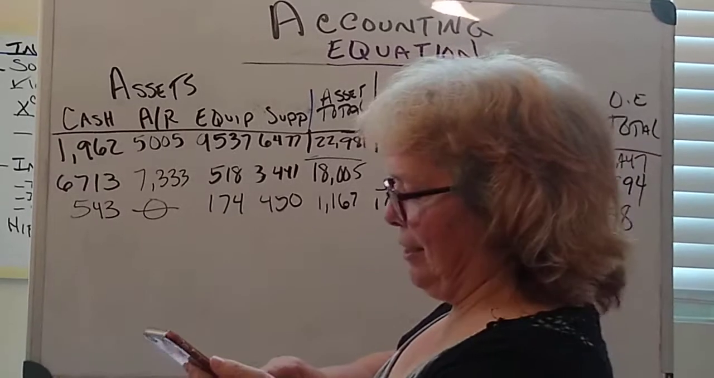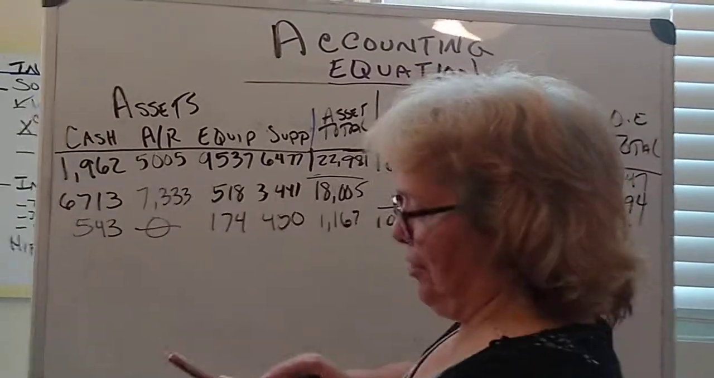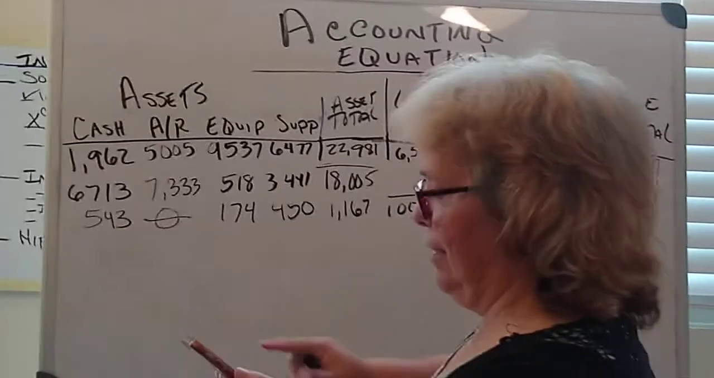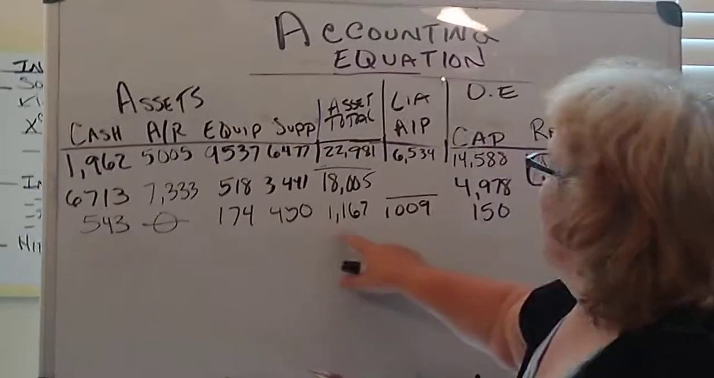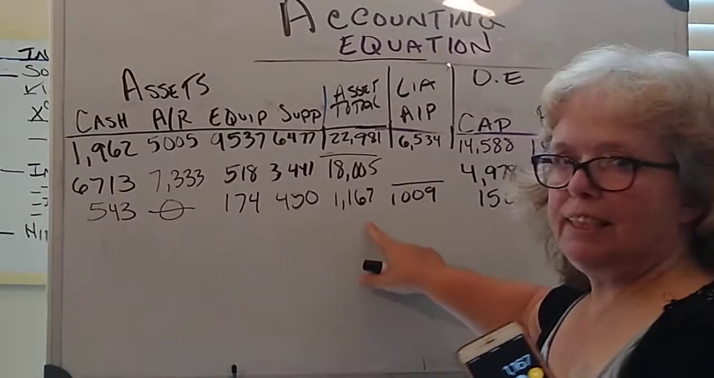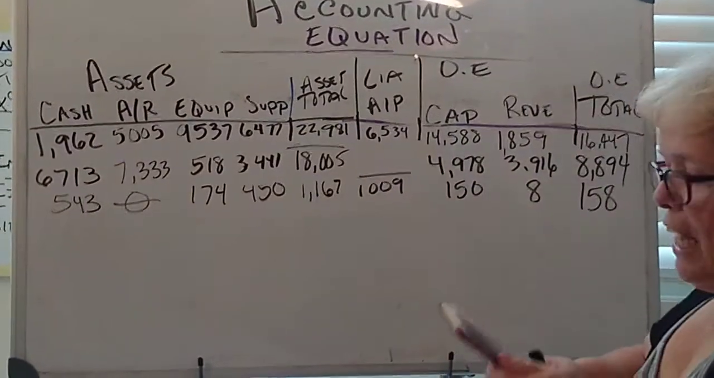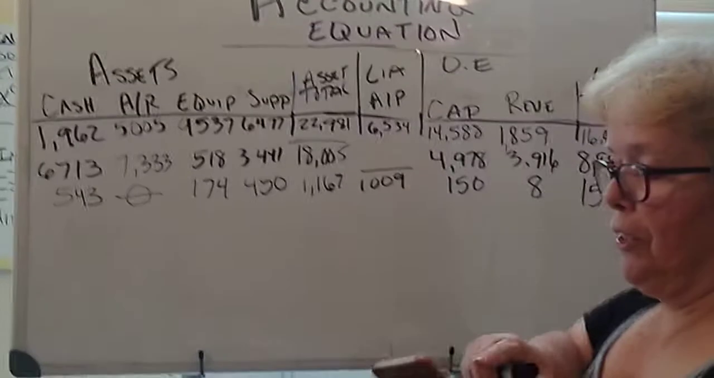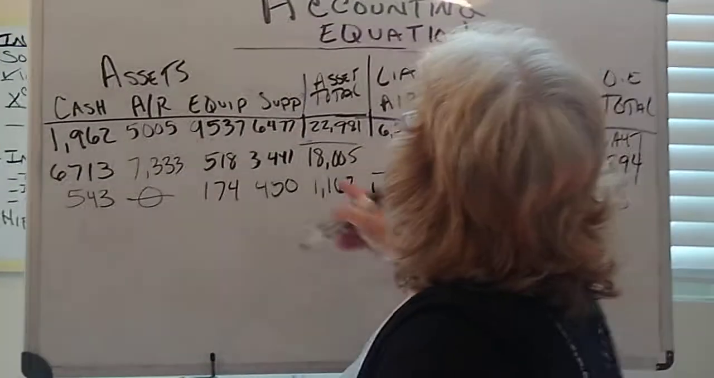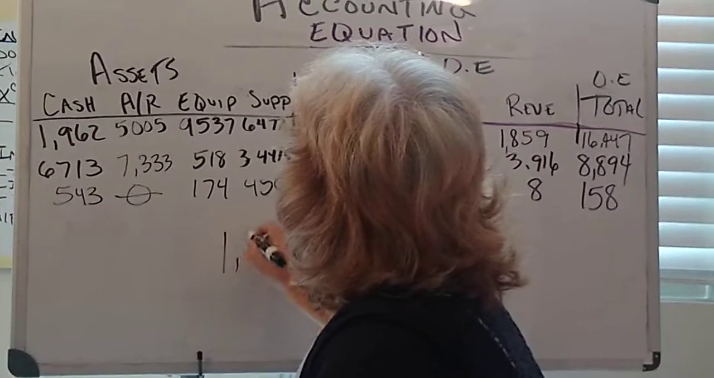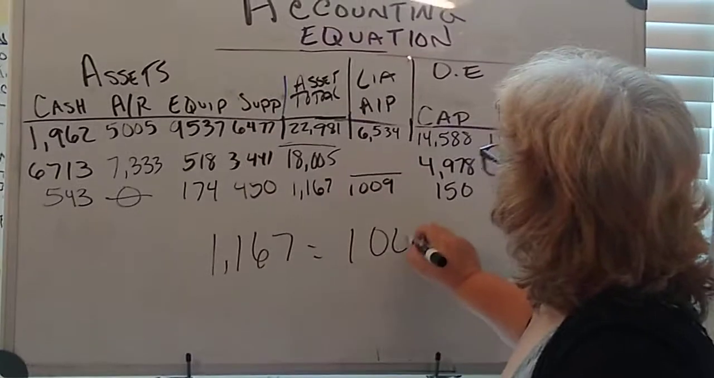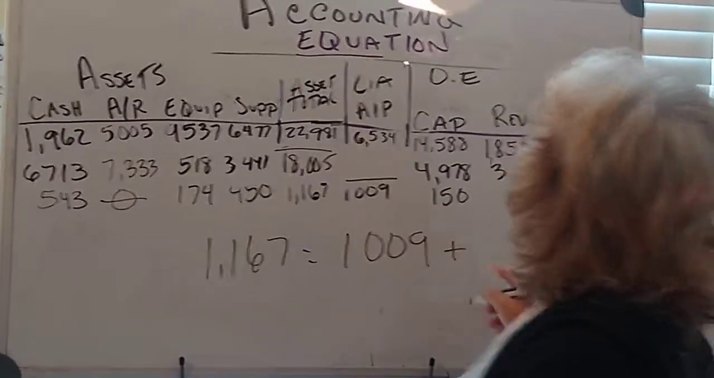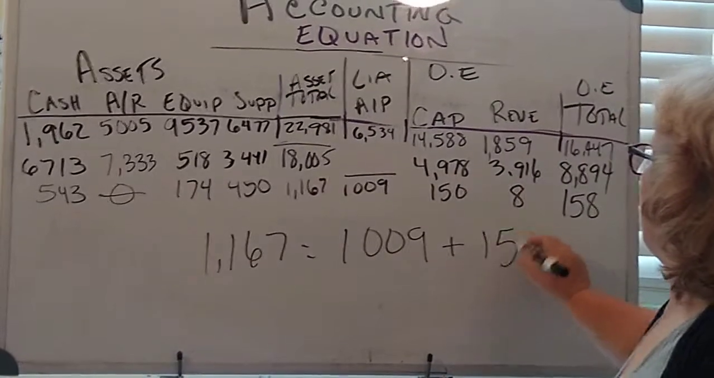543 plus, we don't have to add the 0, 174 plus 450 equals 1,167. So that is correct. So now let's check our accounting equation. Total assets, 1,167 equals liability, 1,009 plus owner's equity, 158.